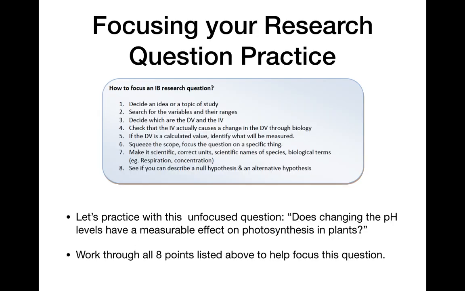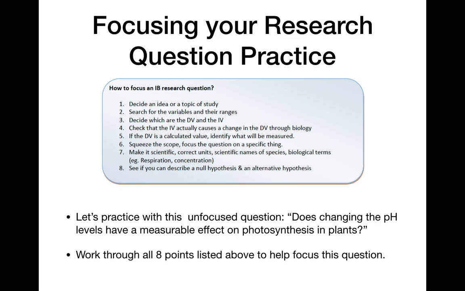Okay, so let's practice a little bit here. Here is a really useful checklist of 8 things to make sure your question is focused, especially for the IB, for the IA. There are 8 steps to follow through. So we're going to do a practice one together going through all 8 steps. And the question is, does changing the pH levels have a measurable effect on photosynthesis in plants? We're going to work through all these 8 steps to improve this question, which is very unfocused and would get only 1 or 2 points on the IA rubric, and make it much better.